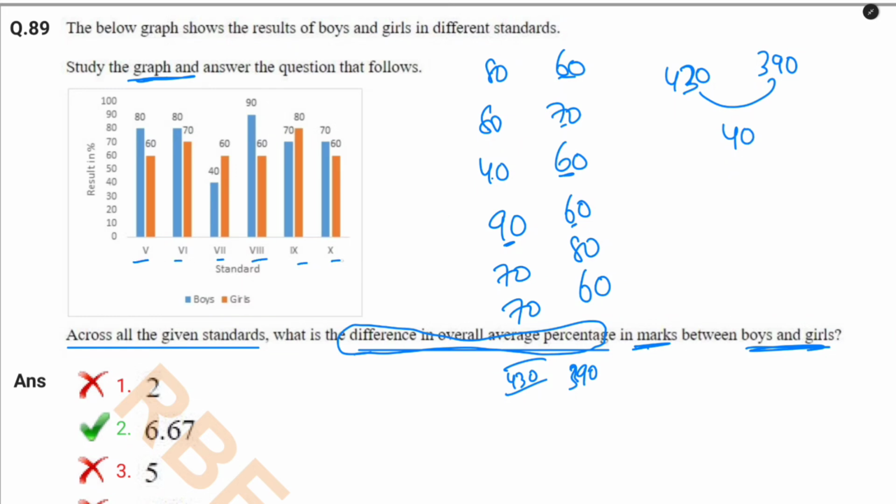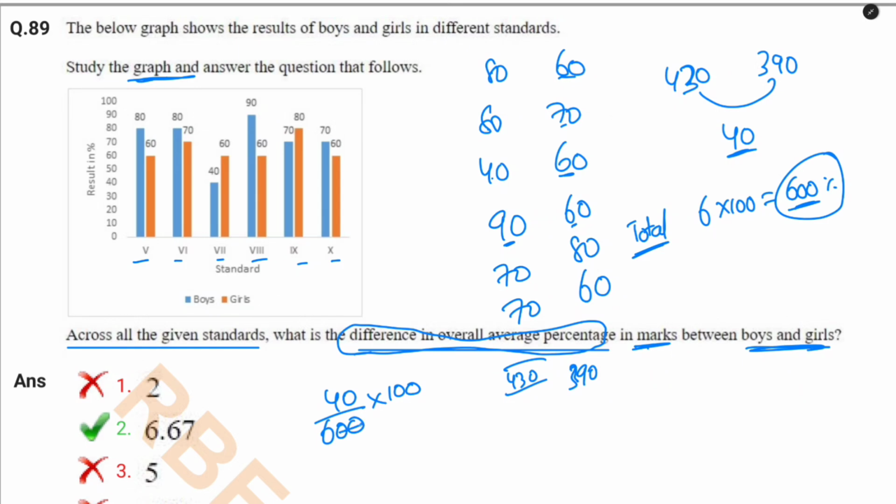Total 6 standards, so it will be 6 into 100. The total percentage is 600 percent. The total difference between them is 40. So this 40 is how much percentage of 600? So it will be 40 divided by 600 into 100. So zeros cancelled. So this will be 2 table 20. This will be 3. 20 divided by 3 means 6.67.